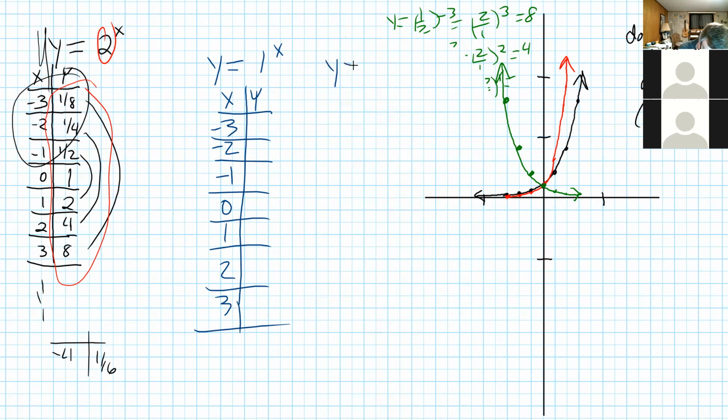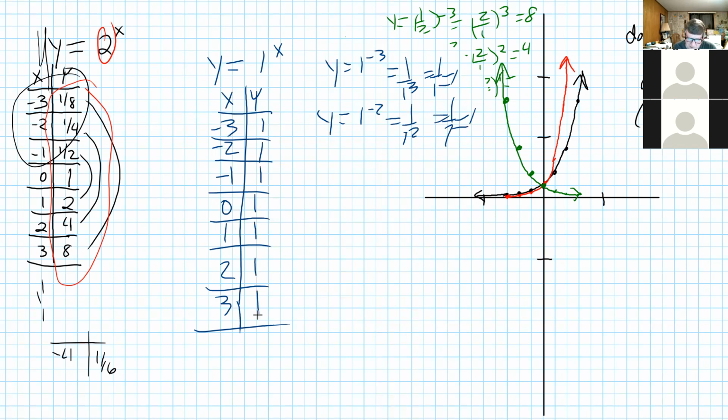So if x is -3, y equals 1 to the -3 power, that's 1 over 1 cubed, which is 1 over 1, which is 1, right? Yes. If x is -2, y equals 1 to the -2, which is 1 over 1 squared, which is 1 over 1, which is 1, right? Yes. What's that going to look like?